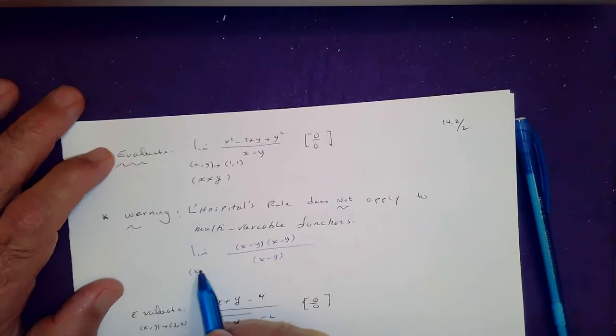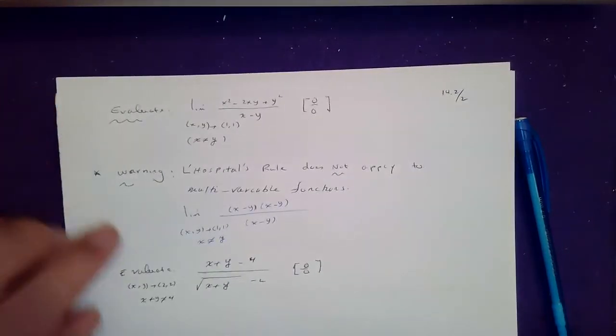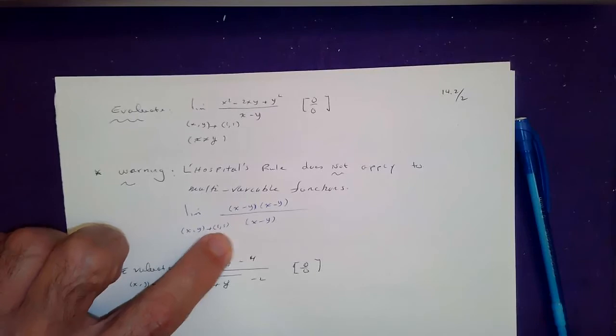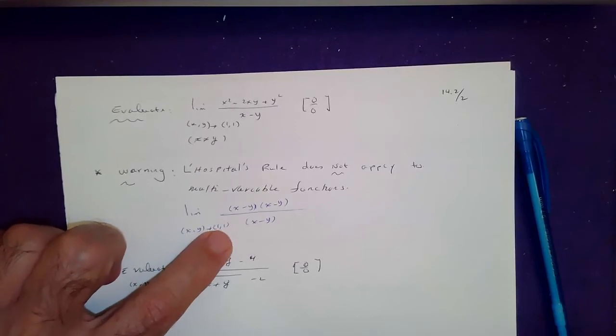Okay, and remember x and y are getting close to 1 and 1. Remember, x is not equal to y. That doesn't mean x is 1 and y is 1. That means x and y get close to 1.